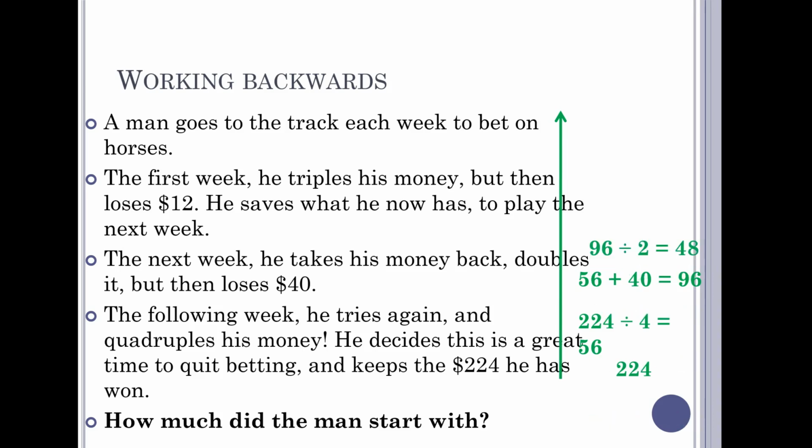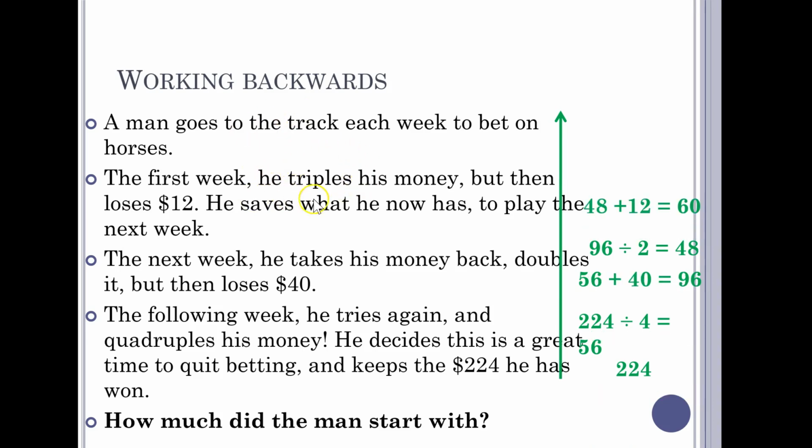So 96 divided by 2, right? It said he doubled his money. So instead of doubling, times 2, we cut in half. So now we're here at 48, and it says he lost 12. What's the opposite of minus 12? I'm going to add 12. So 48 plus 12 is 60.